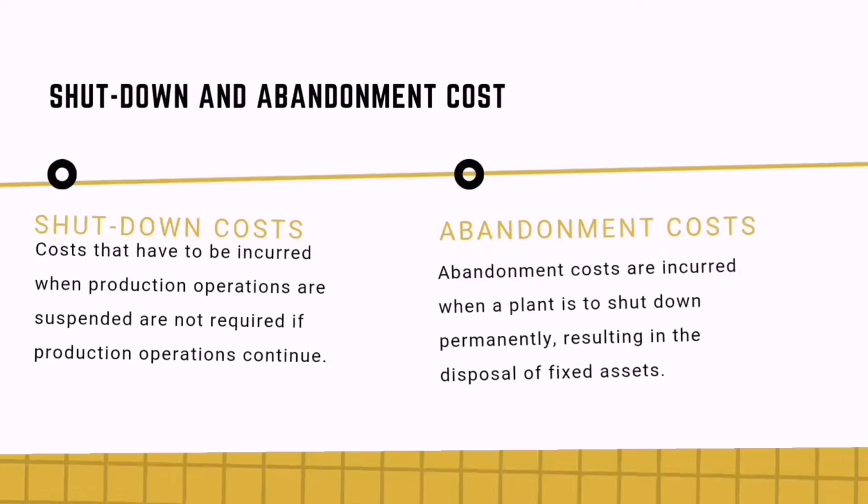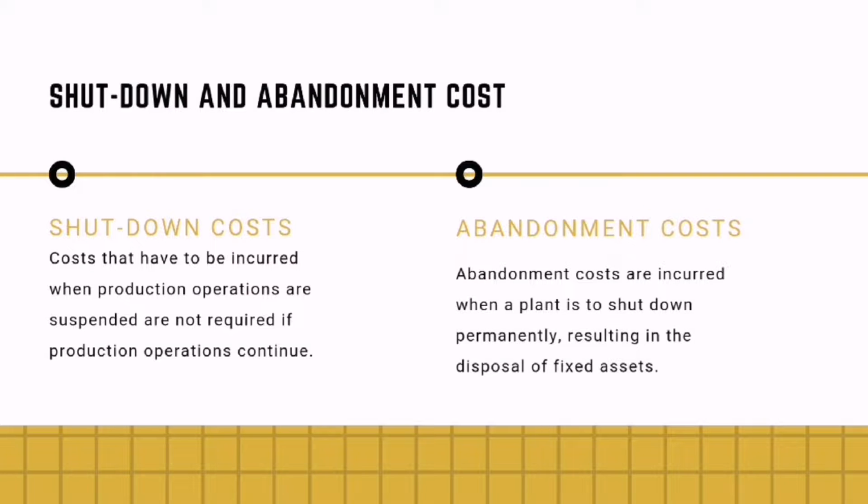Shutdown and abandonment costs. Shutdown costs have to be incurred when production operations are suspended, and are not required if production operations continue. Abandonment costs are incurred when a plant is to shut down permanently, resulting in the disposal of fixed assets.